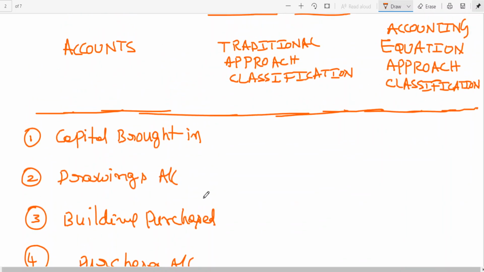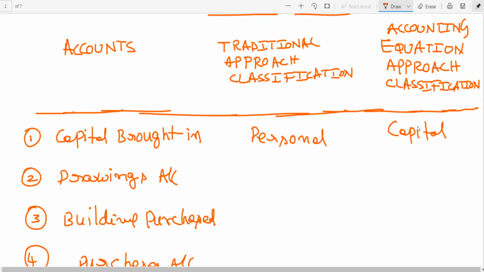Suppose capital brought. Traditional approach, capital is a natural person, is a representative person. Capital is a representative, means the word capital is representing the amount due to the proprietor. That way it is also called as representative. But basic classification is that personal. Here capital will be called as a capital only.